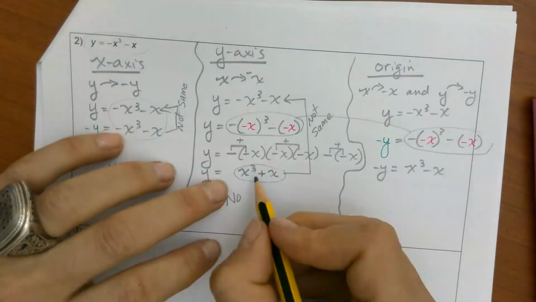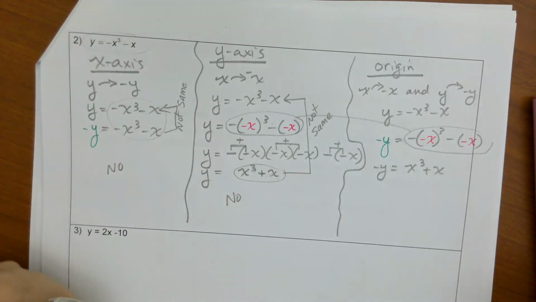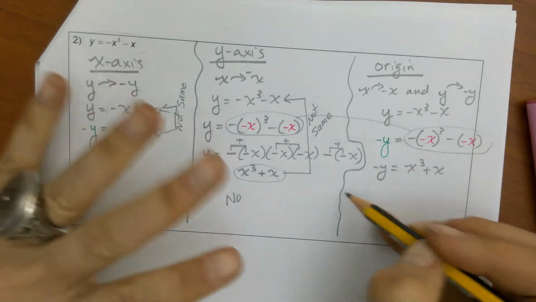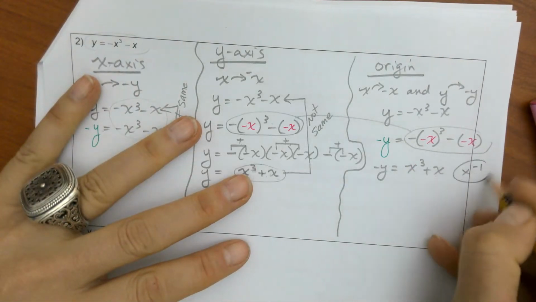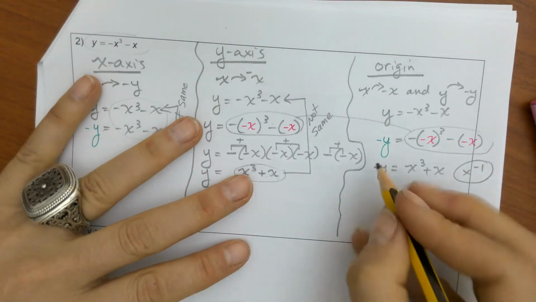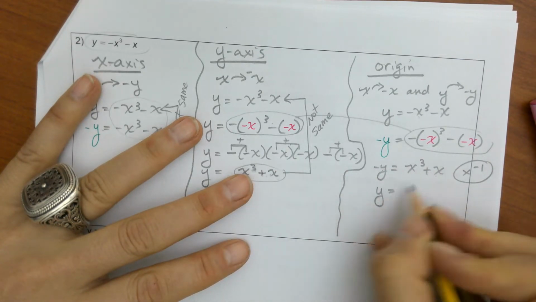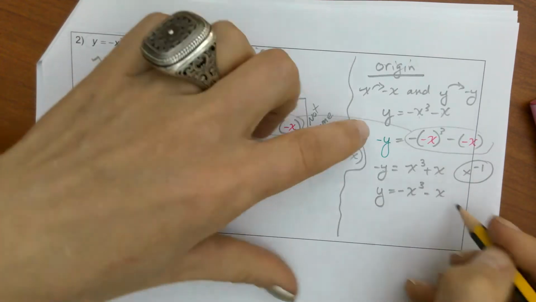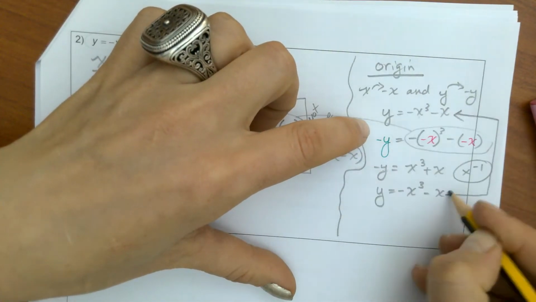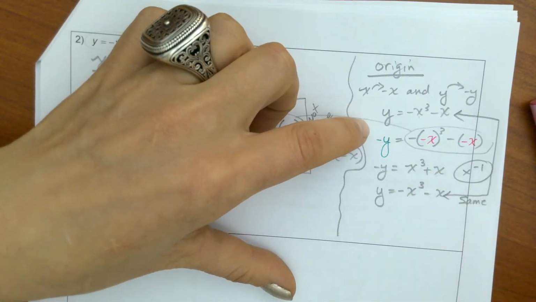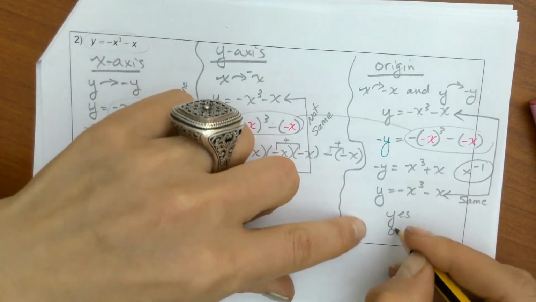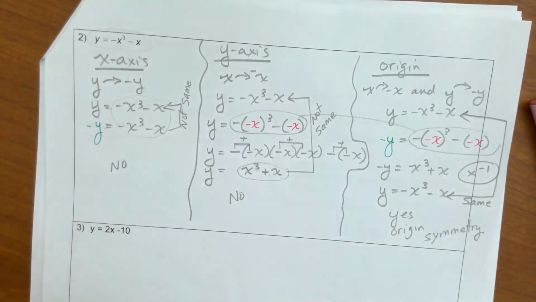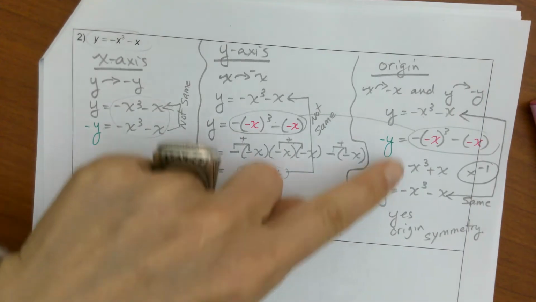Oops, that's a plus. This is opposite, opposite, opposite. So what I can do is multiply everything by -1. So I change everything to the opposite. So if this is negative y, let's change it to positive. This becomes -3, negative x. So now, if I compare this with the original, they're the same. So I can say, yes, it has origin symmetry, because this is the same as this.